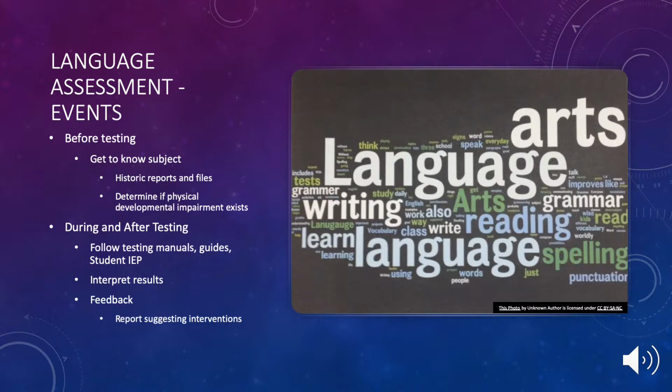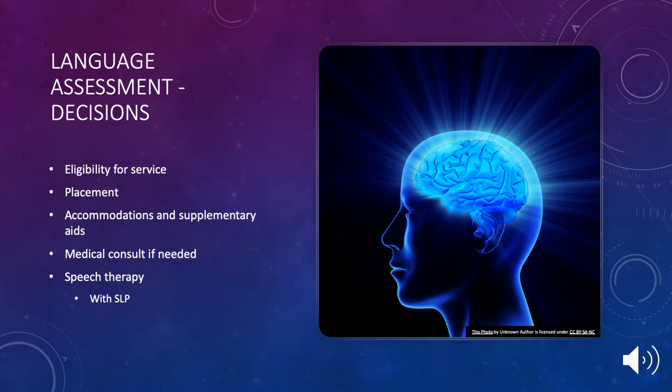So before testing, you're going to want to meet the student, look at historic reports, determine if there are physical impairments or other developmental delays, such as vision or hearing. During and after the test, you're going to interpret the results and give feedback or report suggesting interventions to the team. And the decisions you're going to make again are eligibility for service, placement, accommodations and supplementary aids, a medical consult if needed, and speech therapy with a speech and language pathologist.